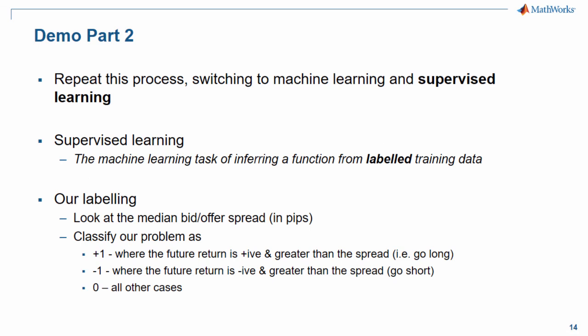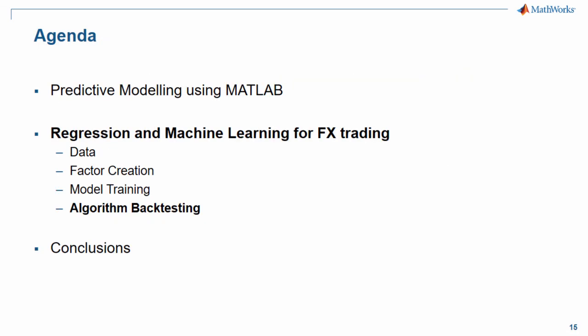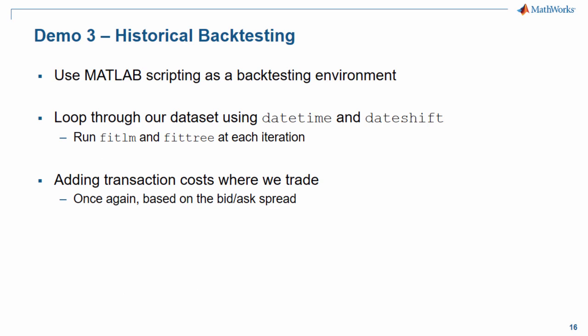So to do this, we are going to run our algorithm in a backtesting platform. I'm going to use MATLAB scripting as our backtesting environment. I'm just going to loop through my data set using date time variables and date shift methods. At each iteration within our data set, I'm going to fit a linear model and also fit the tree, pick up the returns, and then optionally, we're going to add transaction costs wherever we trade. This we're going to base on the bid-ask spread again.